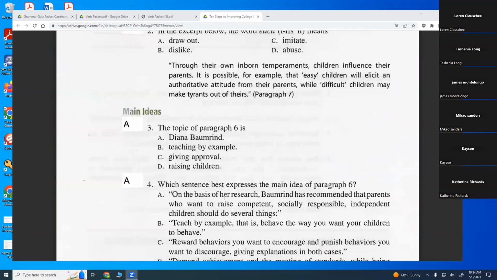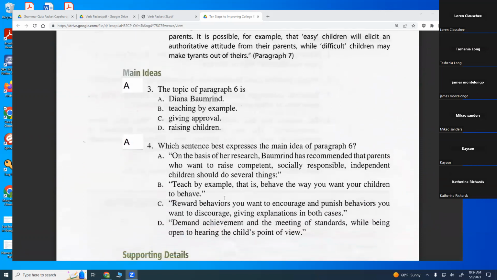The topic of the, I don't like this one, I'm going to skip it. I don't think it makes sense.